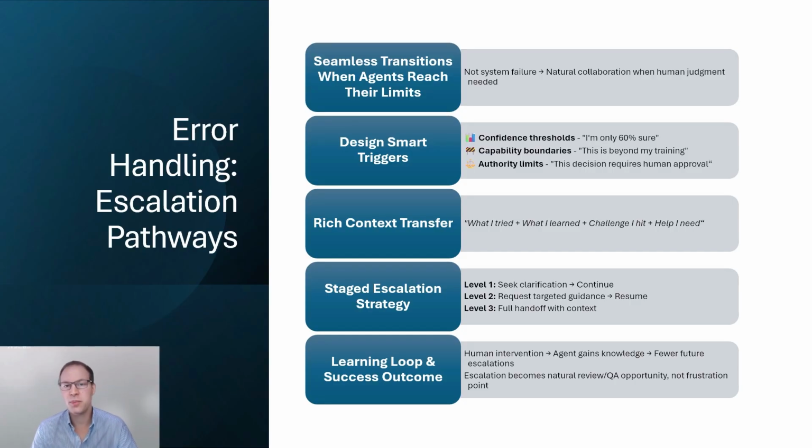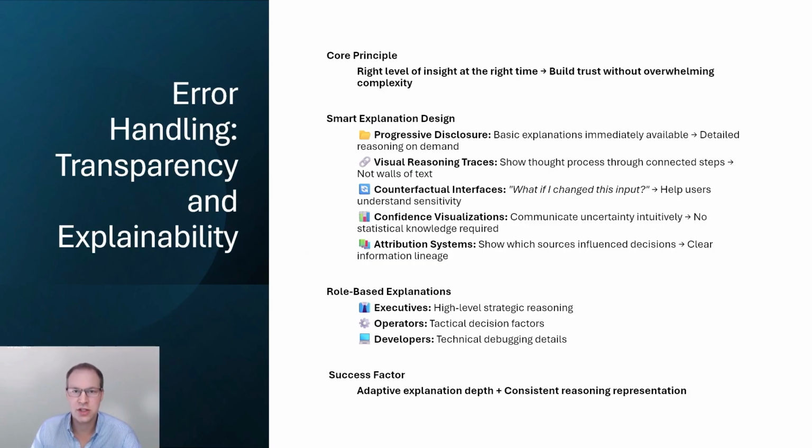Remember that escalation pathways are also a natural breakpoint for human review and quality assurance. So instead of creating a potential source of frustration, create an opportunity for oversight for the users. To enable effective collaboration, transparency and explainability are critical. This is not about showing users every detail of the agent's processing. It's about providing the right level of insight at the right time to build trust. The challenge is to provide enough data without overwhelming users. The agent has to adapt the explanation to user needs and context.